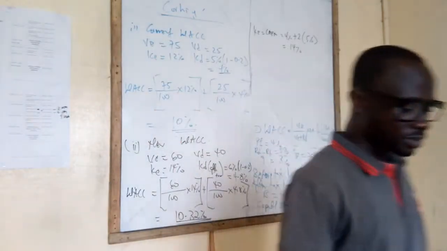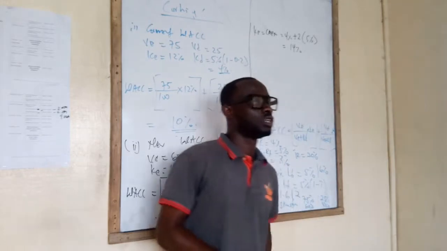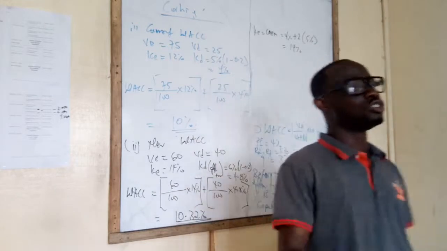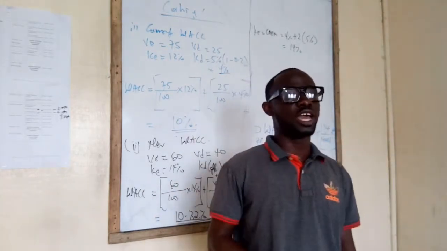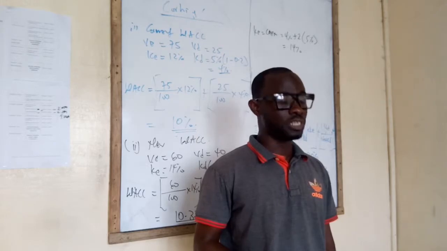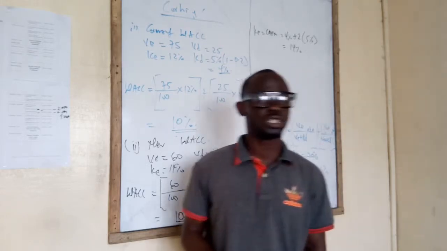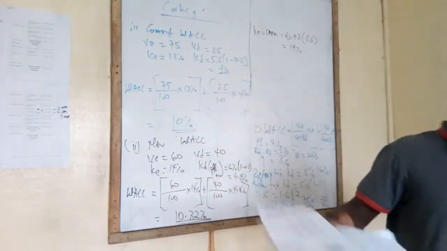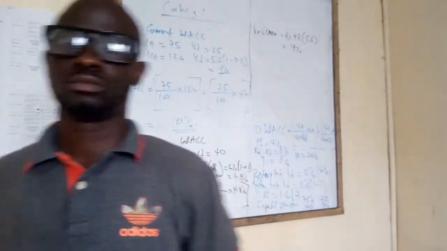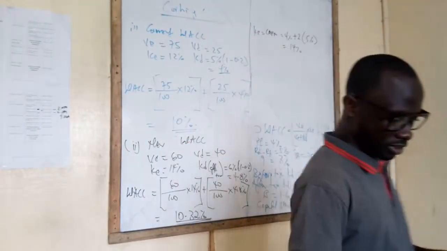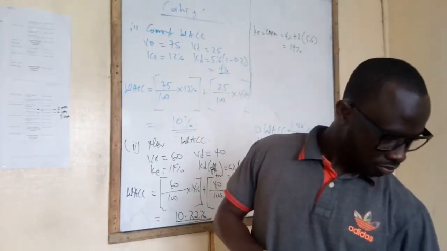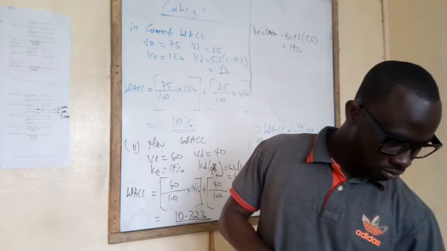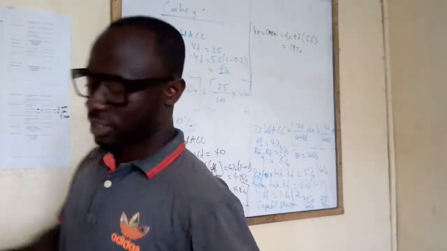So what is business risk? Business risk is the risk that arises due to the nature of the company's business operations. That's business risk.